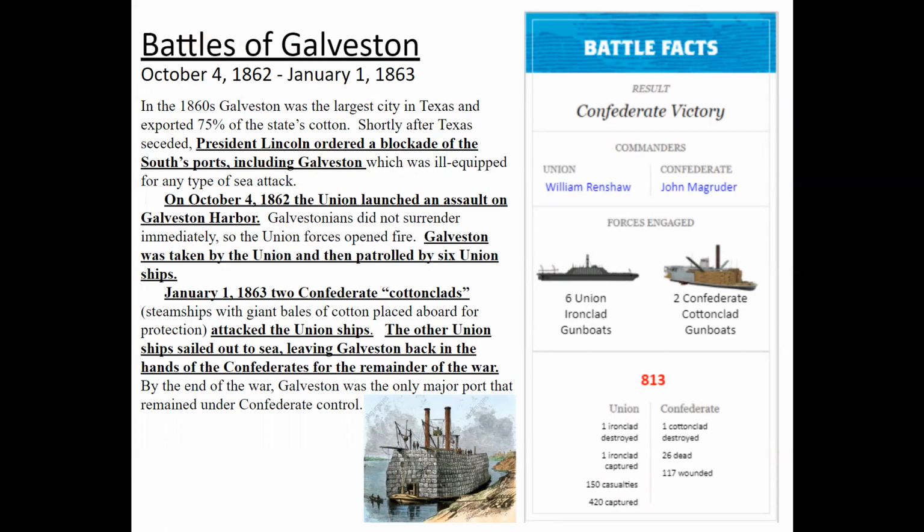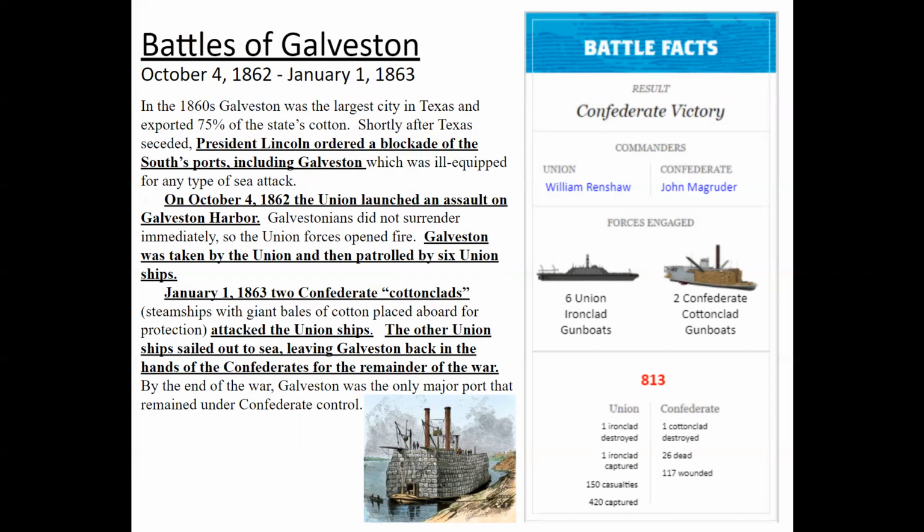So Galvestonians got together and decided to load their clads, which are metal ships, with cotton really high, and they were called cotton clads. Just a few months after, in January 1863, they take these cotton clads out and start firing on the Union ships who are patrolling the Galveston port.